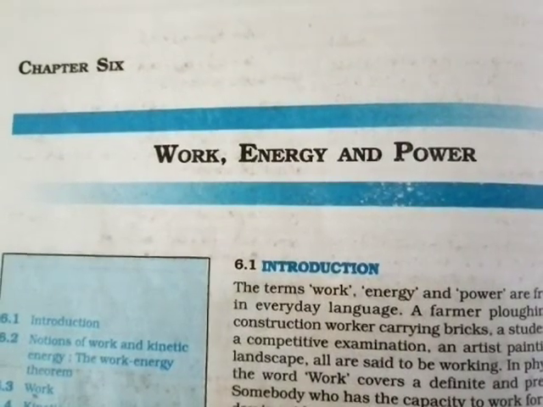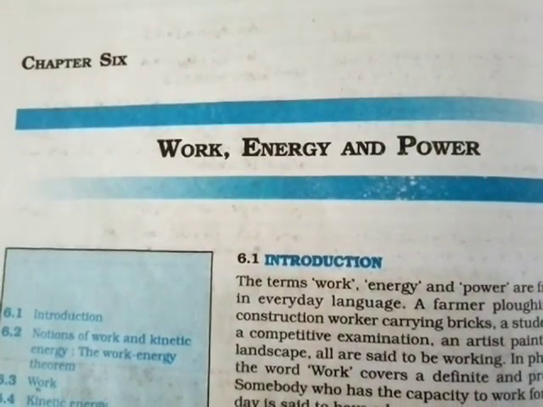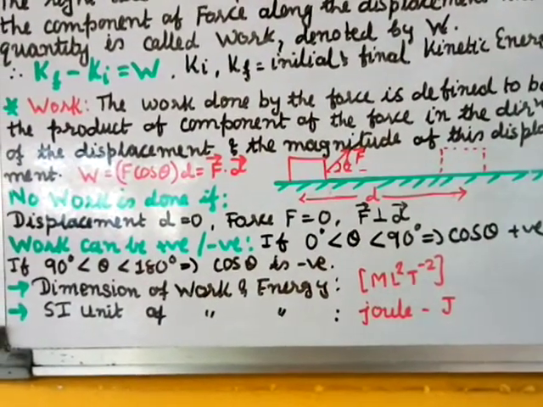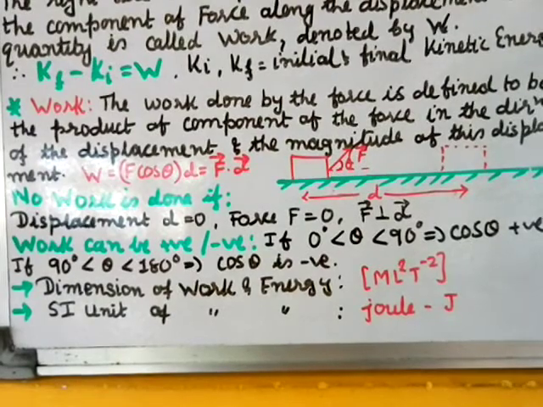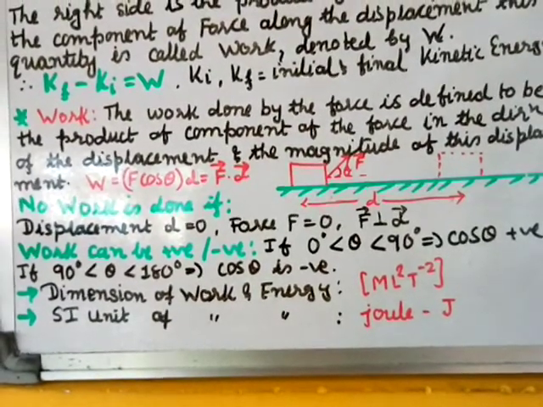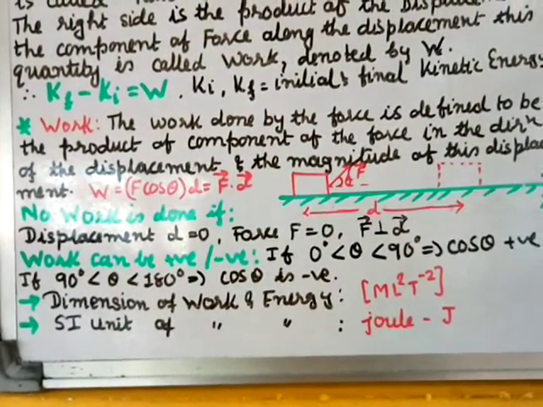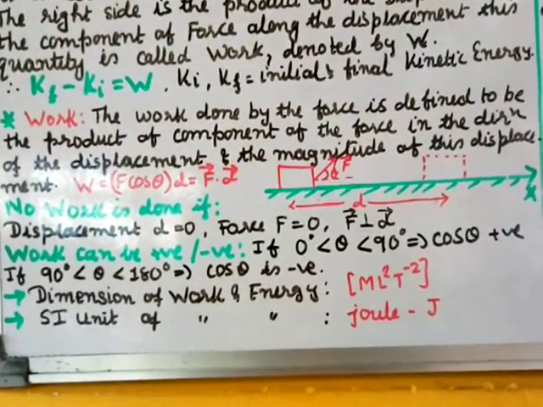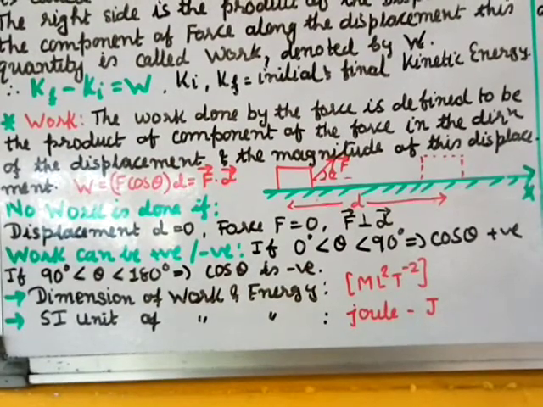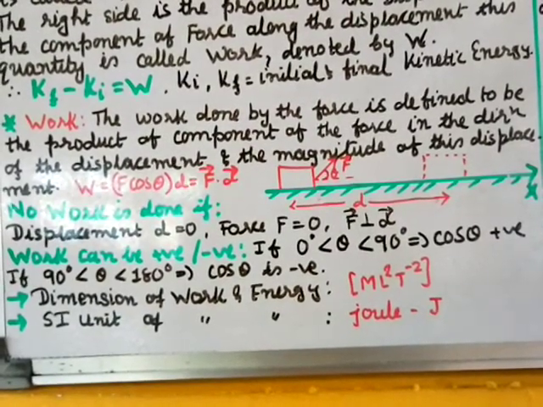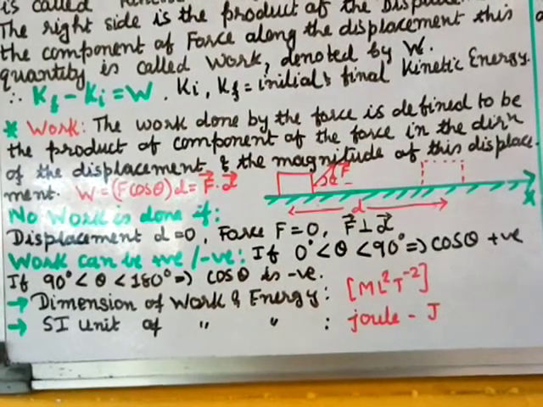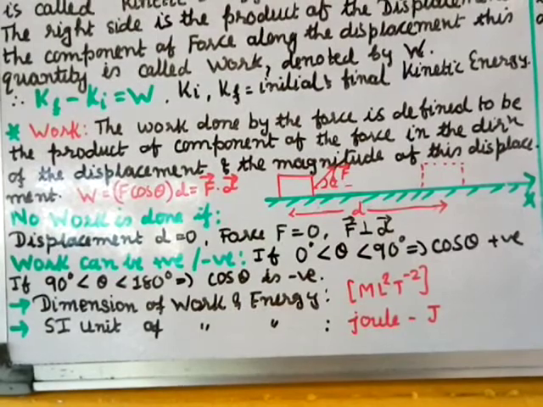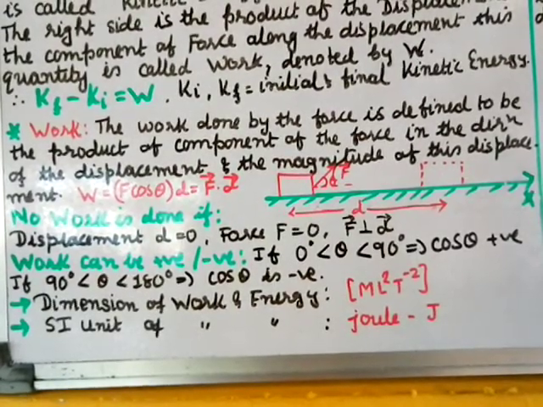We shall begin chapter 6 of physics class 11, work, energy and power. The terms work, energy and power are frequently used in everyday language. A farmer ploughing the field, a construction worker carrying bricks, a student studying for a competitive examination, an artist painting a beautiful landscape, all are said to be working. In physics, however, the word work covers a definite and precise meaning.